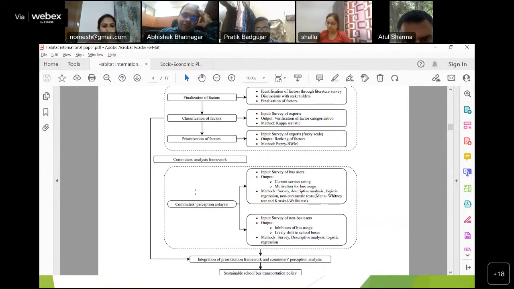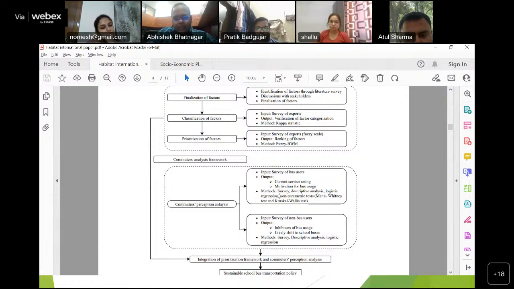For the commuter analysis framework, we surveyed 2 kinds of people. First is a survey of bus users and another is non-bus users. Okay, so the input is the survey in both cases. Output is the current service rating and motivation for bus users. So our aim was to identify the current service rating that can help improve bus services, and to understand the reasons what motivates them to use school buses.